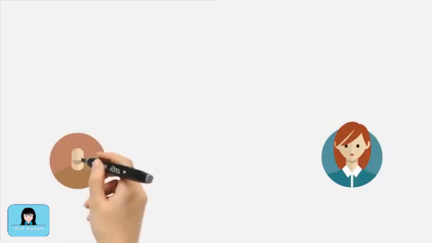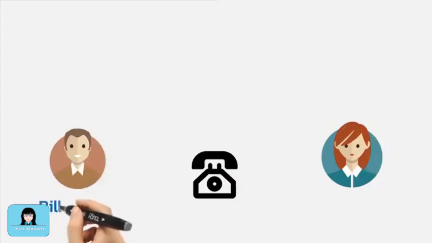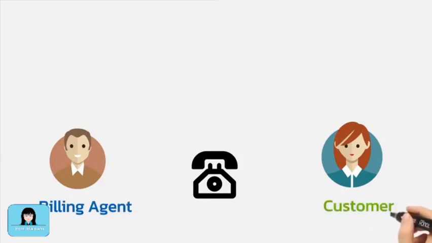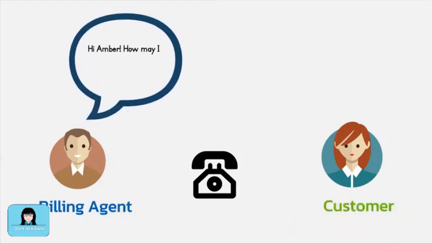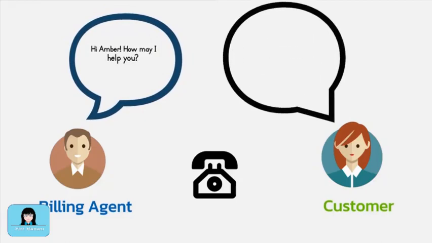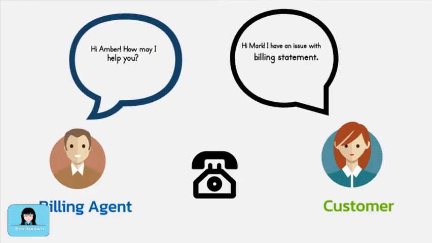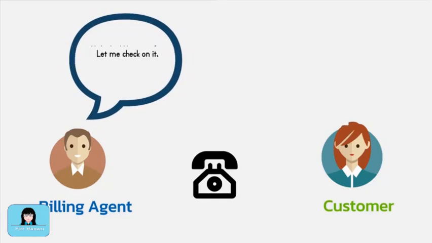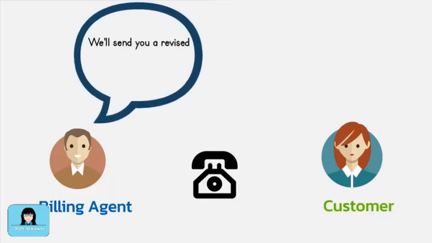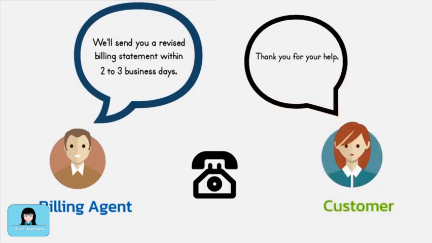To illustrate, a customer receives a billing statement with incorrect information. The customer complains about the overcharging on the billing statement. The customer contacts the company about the issue. After investigation by the billing agent, the claim of the customer is valid. The billing agent informs the customer that a revised billing statement will be sent within 2 to 3 business days. The feedback in this illustration is the billing statement with overcharged fee.